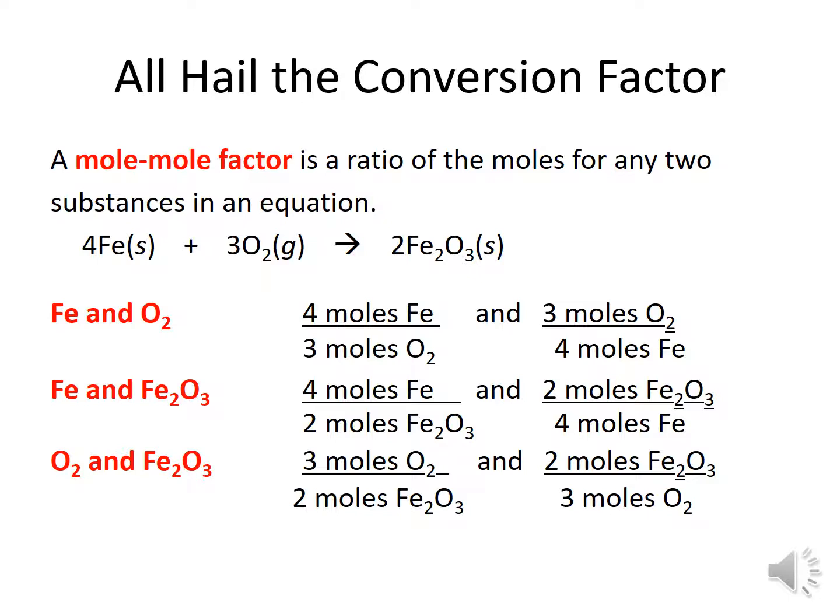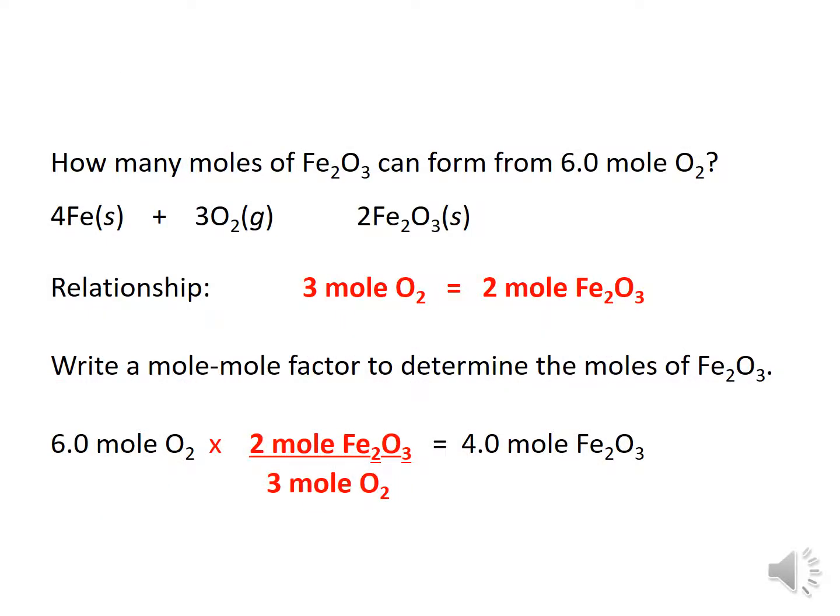of oxygen. So these factors can be used to convert moles of one chemical in a formula equation to moles of another chemical. For example, if I wanted to know how many moles of iron oxide can form from 6 moles of oxygen, I would use the relationship that 3 moles of oxygen can make 2 moles of iron oxide.